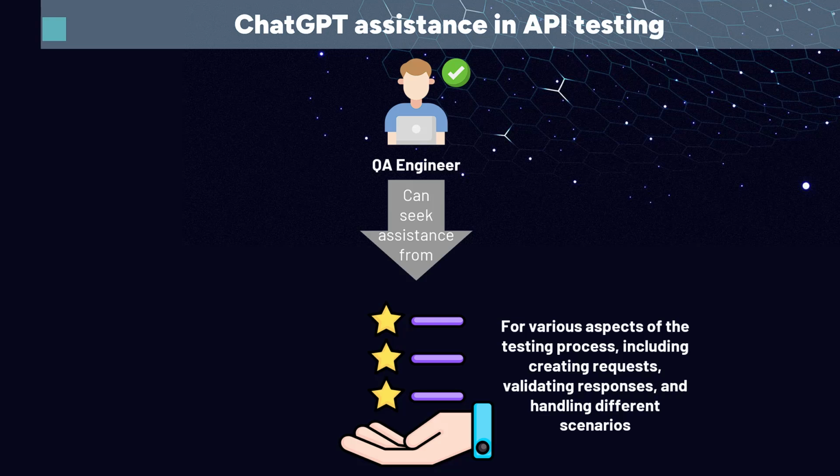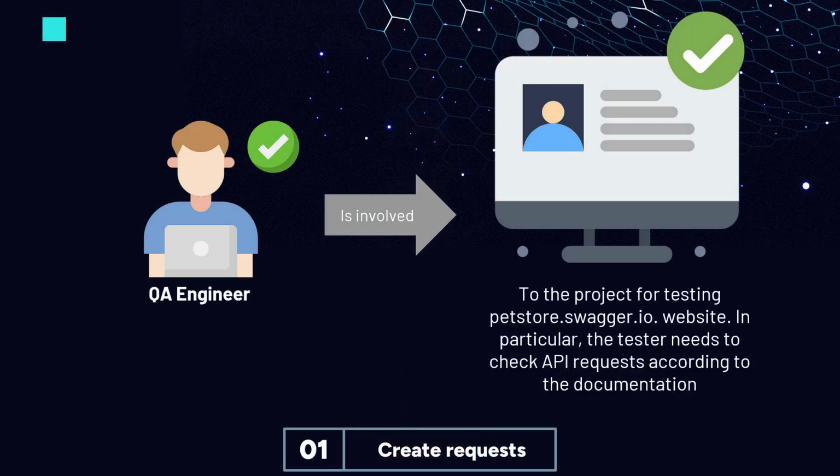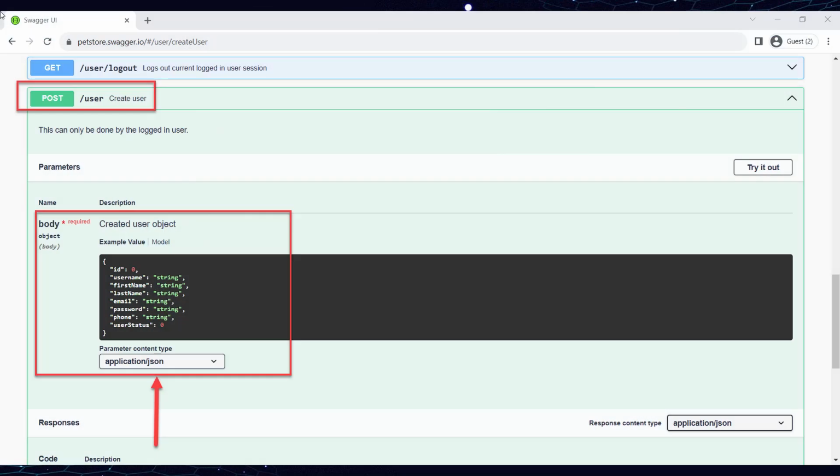Let's consider the example of assistance with creating requests. Imagine that the QA engineer is involved in the project for testing the petstore.swagger.io website, and in particular the tester needs to check API requests according to the documentation on the site. Thus, QA navigates to the website petstore.swagger.io, finds the API documentation, for example a post request for creating a new user, and observes the JSON body of the request.